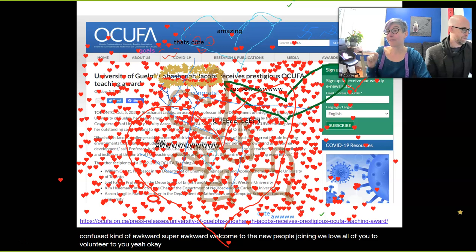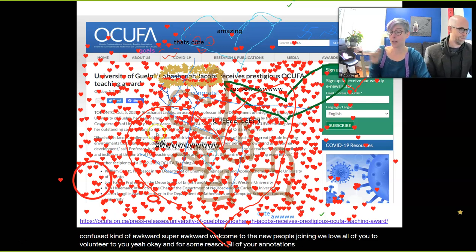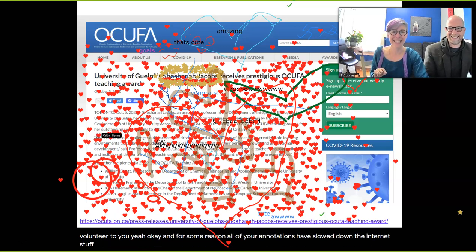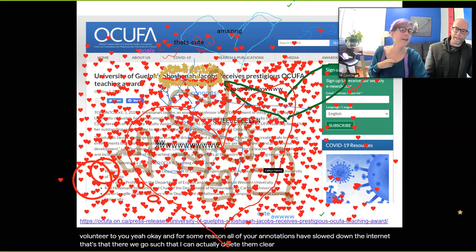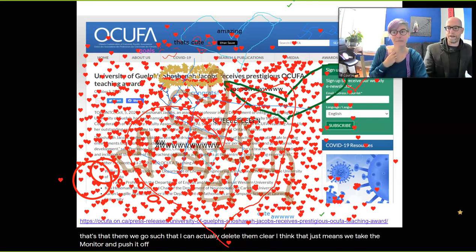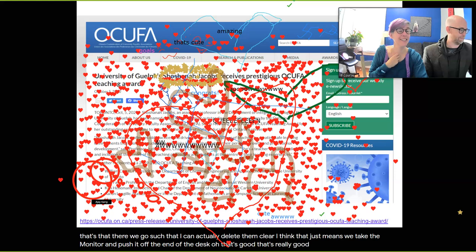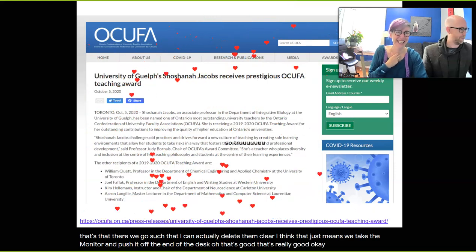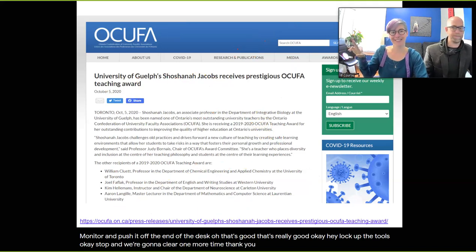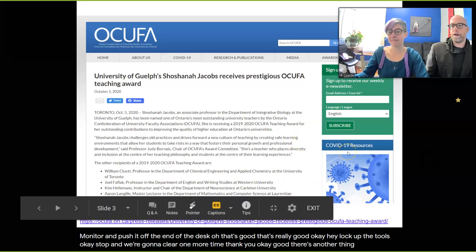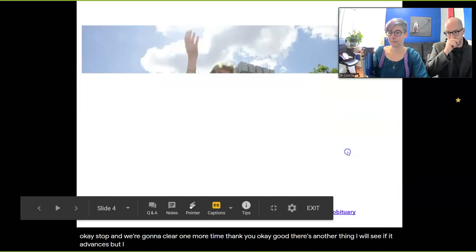Okay. And for some reason, all of your annotations have slowed down the internet such that I can't actually delete them. Clear. I think that just means we take the monitor and push it off the end of the desk. Oh, that's good. That's really good. Okay, lock up the tools. Okay, stop! And we're going to clear one more time. Thank you. Okay, good. There's another thing. I will see if it advances, but I stuck it in there.